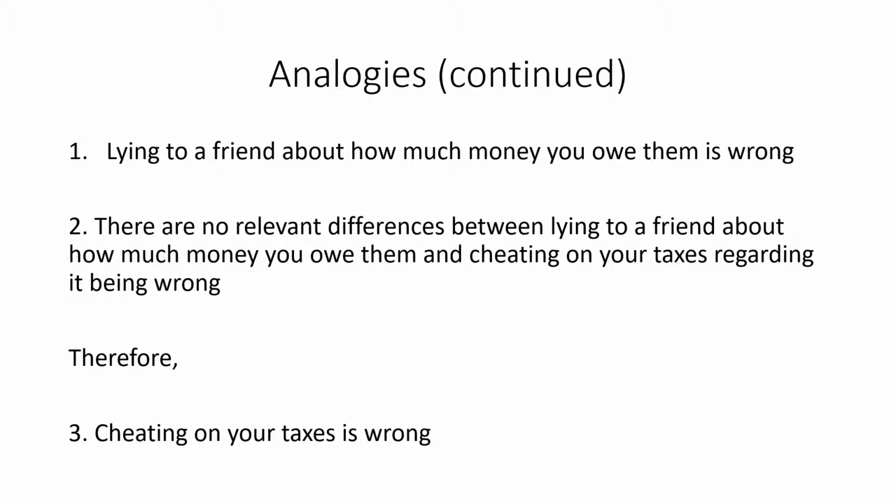If you have a friend and you've borrowed money from them, or you promised them some money for some reason, and you were pretending like you had given back the money you actually owed them, but you actually knew that you owed them more than that, I'd say most of us would agree that's wrong. Premise 2, there are no relevant differences between lying to a friend about how much money you owe them and cheating on your taxes regarding it being wrong. Therefore, cheating on your taxes is wrong.